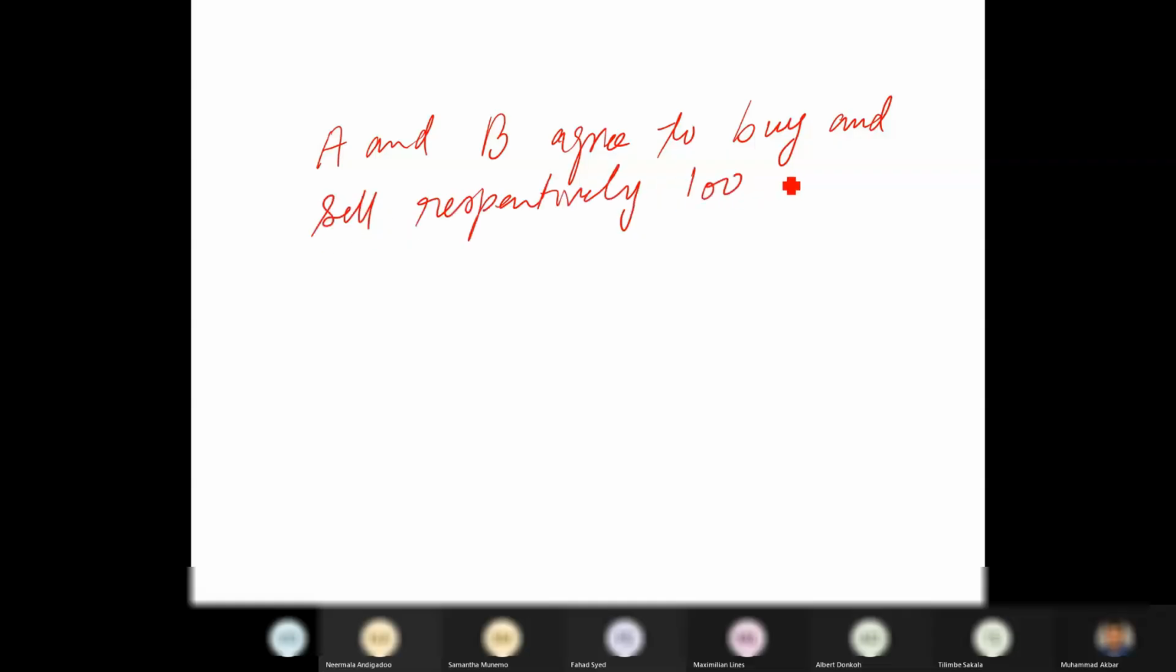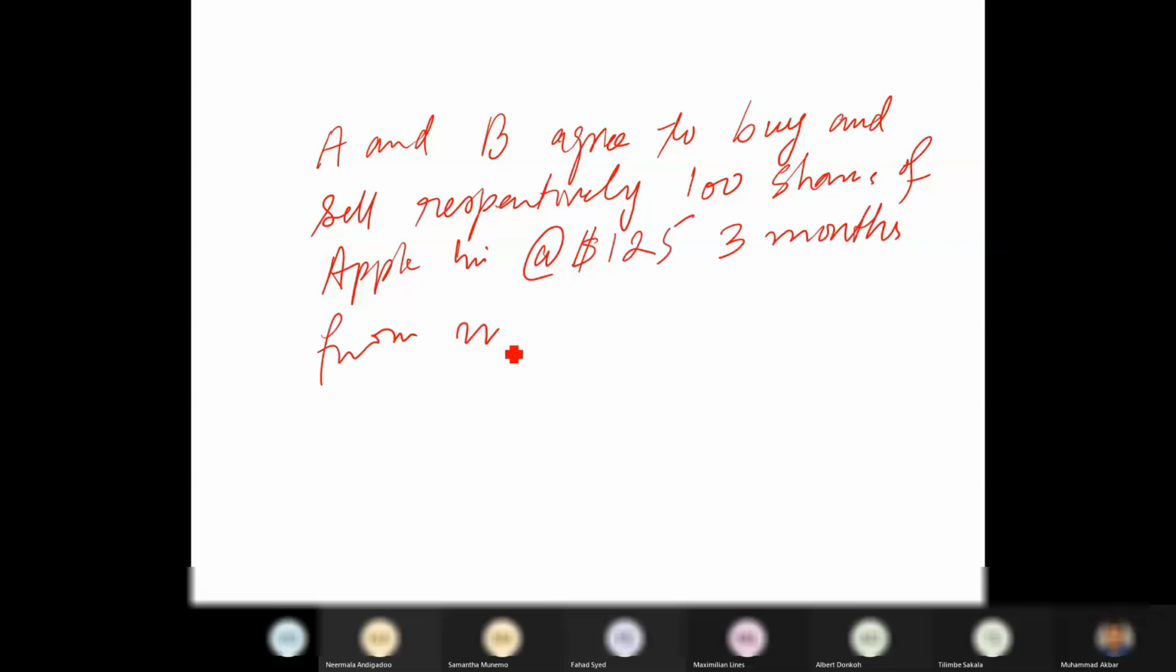So let's say A and B agree to buy and sell respectively 100 shares of Apple Incorporated at a price of $125 3 months from now. So you see, this is just an example. I mean, just trying to put those words in the definition into practice.